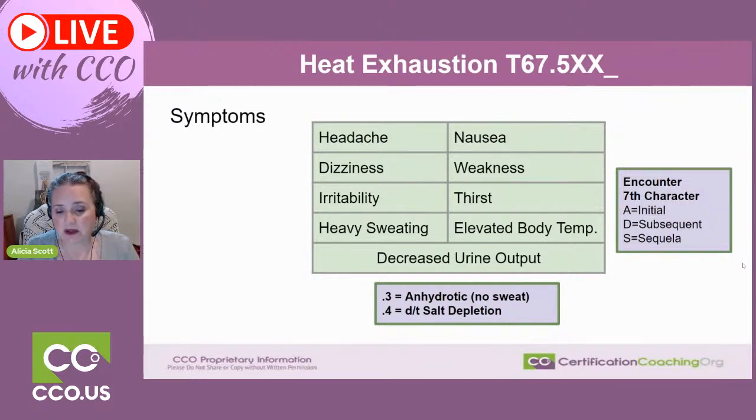They may not know right away. They may initially say it's heat exhaustion, but then when you're in subsequent and sequela, then you may see, instead of that .5, you could see the .3 and .4, where they've done testing or been able to confirm a higher specificity than .5.